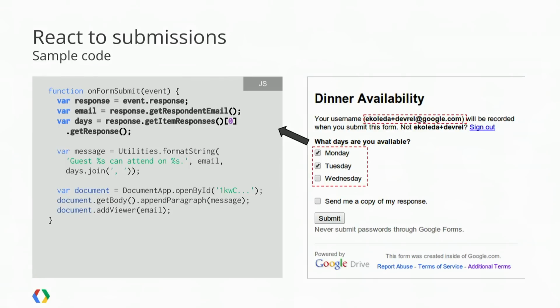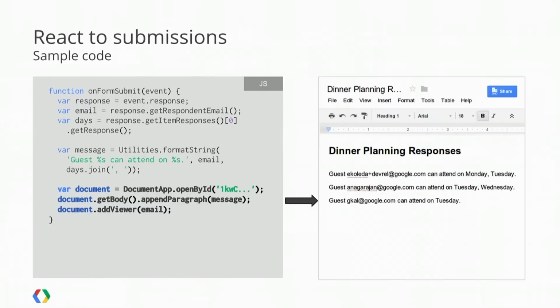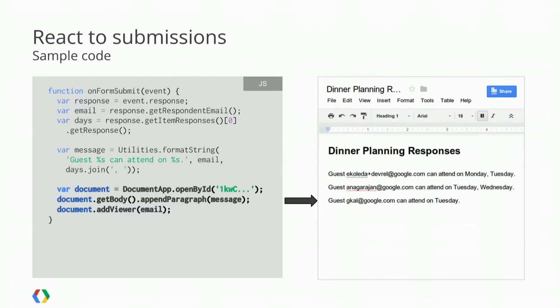Looking at the response from a user, you can see that the response is easily parsed. You can get their email out, and you can see which days they're available. You can very easily, using the document app, put their response into a document that everyone who has responded can see, simplifying your life, because you're no longer the one person who knows all of the information, and giving everyone this simple access to this information.